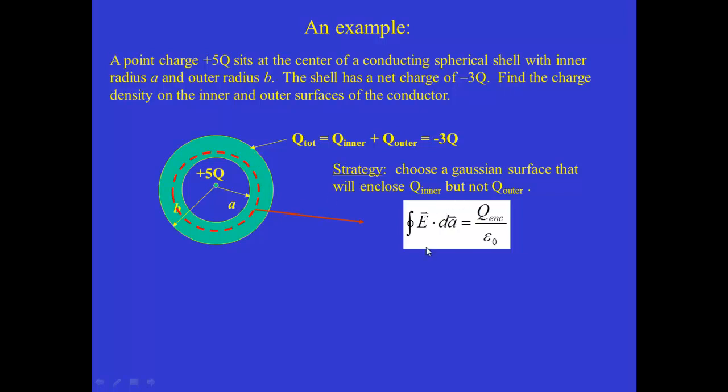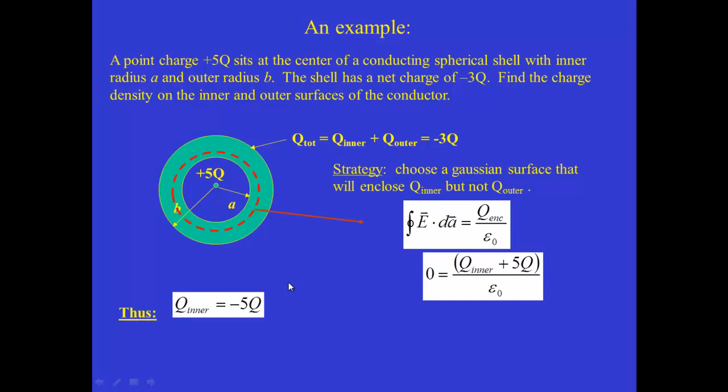The right-hand side is easy to write down because that spherical surface encloses the point charge at the center, the plus 5Q, plus the charge on the shell that's on the inner surface, the Q inner. So the right-hand side becomes Q inner plus 5Q over epsilon 0, but they have to add to 0. So right away, Q inner is equal to negative 5Q. Bing. That's the first thing we can say right away. And that means that we can calculate the charge density on that surface, because that's going to be charge per unit area. 4 pi a squared is the surface area. So that's the first part, solving for sigma inner.